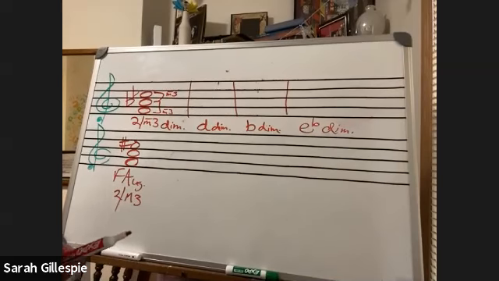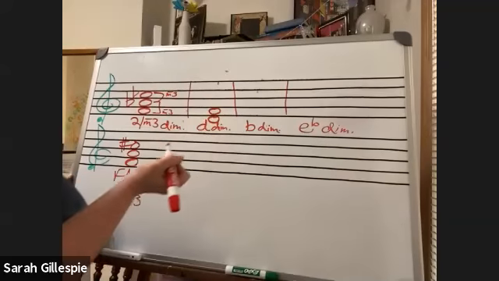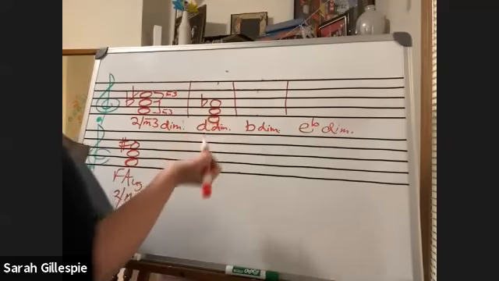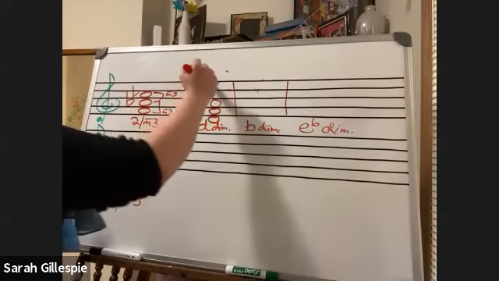Erin, would you like to do a D diminished chord? I can try. Yeah, let's build her. So it would be D, then F. F what? Natural. Yes. And then A flat. Yes, A flat. Correct. That's a good job.